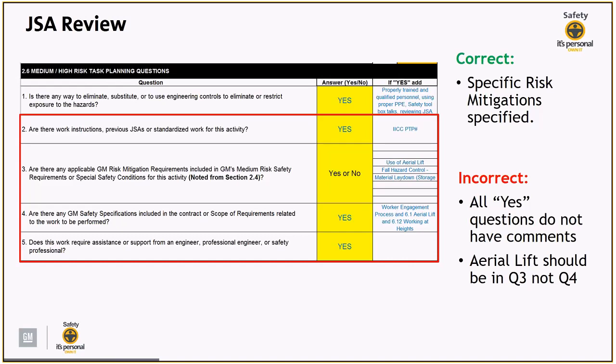We're looking for additional specs, additional specs above the risk mitigations. They gave us answers to risk mitigations, and anything with a risk mitigation should be in question number 3. In addition, worker engagement is not a GM safety spec. We're looking for GM safety spec, design spec. That's what we're looking for. We should never see worker engagement as an answer for number 4.